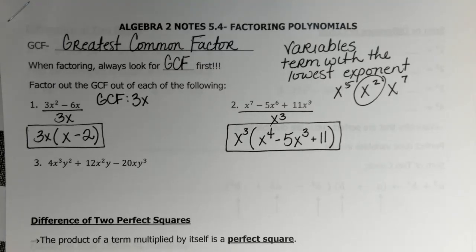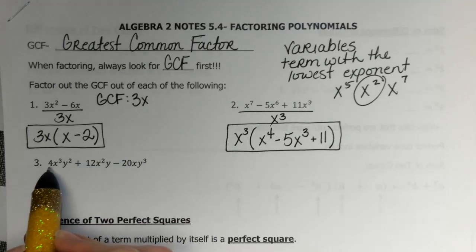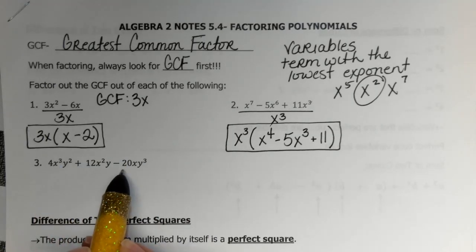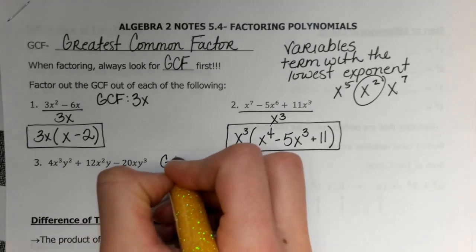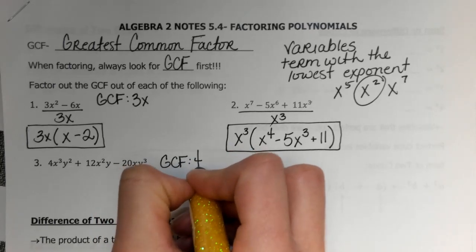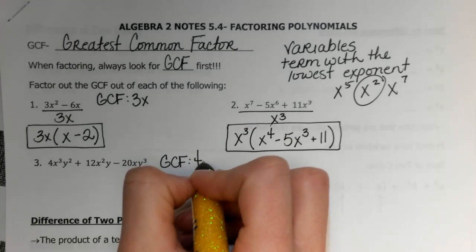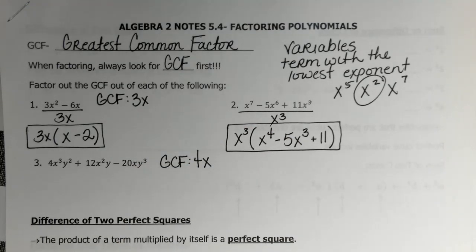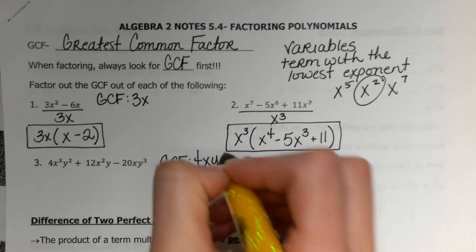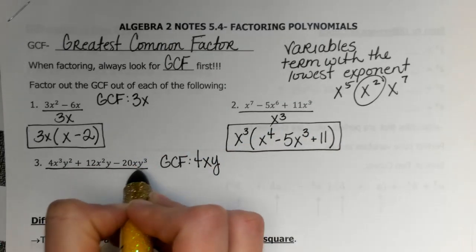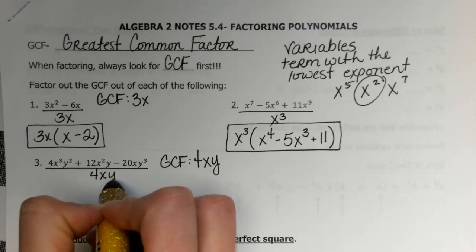Okay. Now, the next example, I have 4x cubed y squared plus 12x squared y minus 20xy cubed. So I'm going to look at my coefficients, 4, 12, and 20. I can divide them all by 4. X cubed, x squared, and x, my lowest exponent is just the x. Then y squared, y, and y cubed, same thing, it's just y. So I'm going to divide all three terms by 4xy.